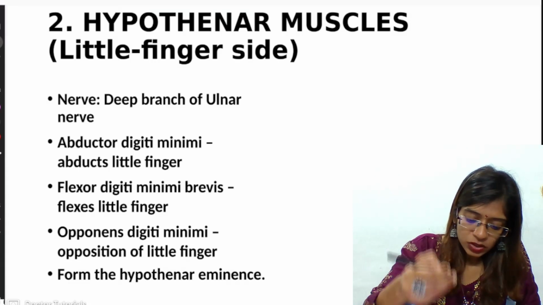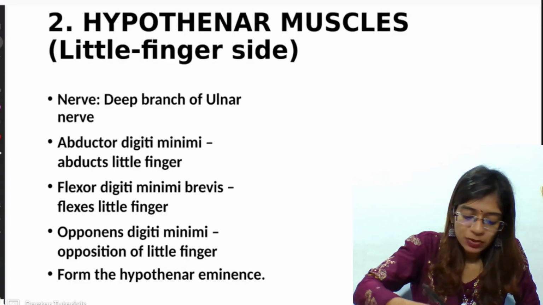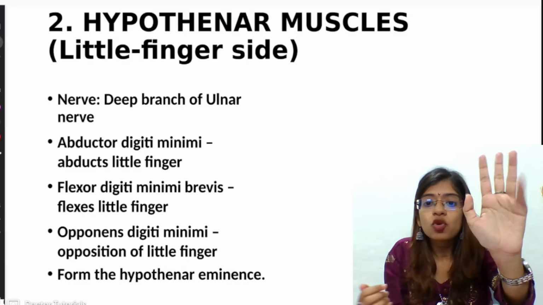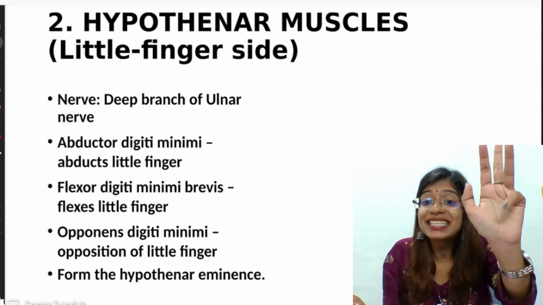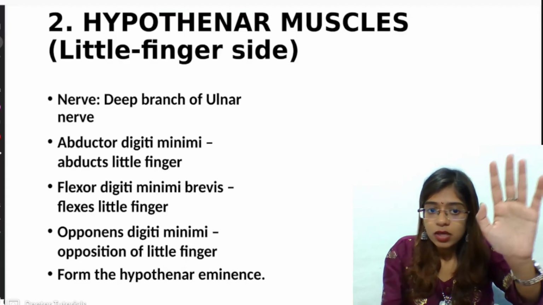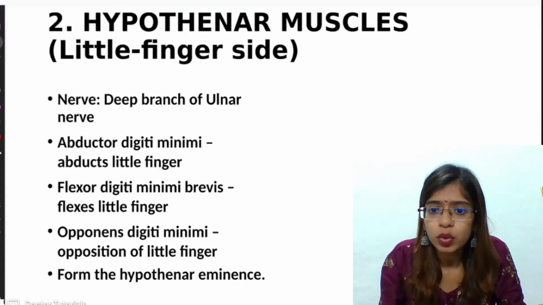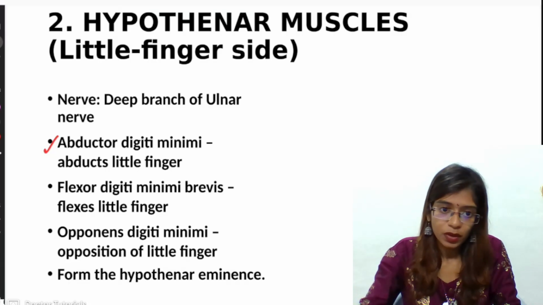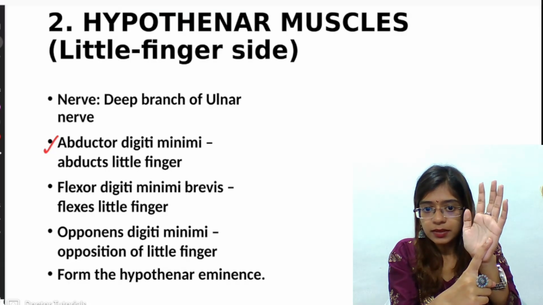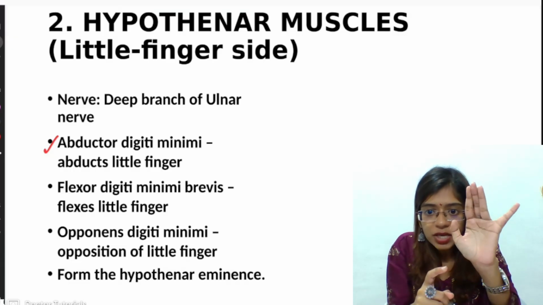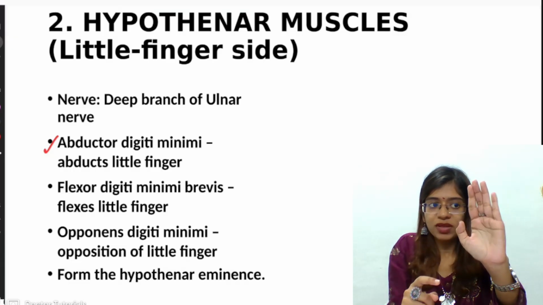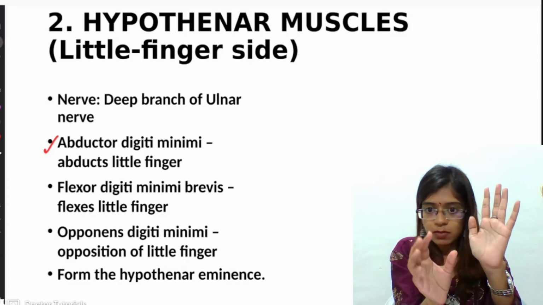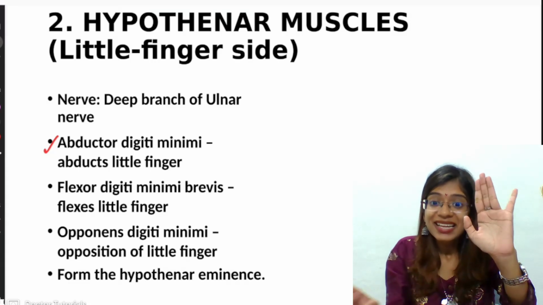And see, let's go through it fast. Hypothenar muscles, what is the function? The muscles here help in the movement of the little finger. So what are the muscles of the hypothenar group? We have abductor digiti minimi. Abductor means it helps in abduction. Here I am moving not the thumb, but the little finger. Abductor digiti minimi means this muscle helps in abduction of the little finger.